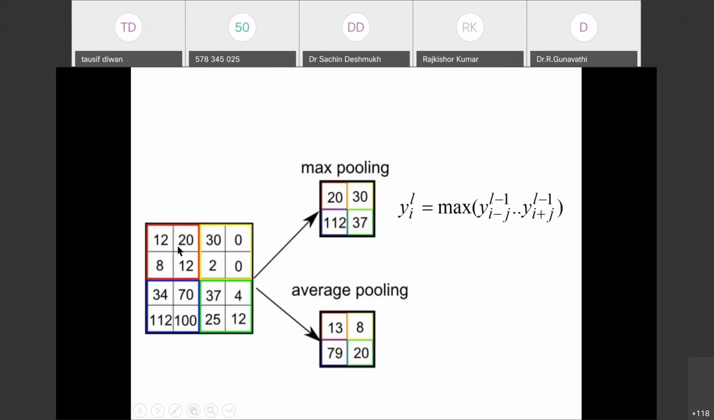Similarly, this is another example which demonstrates the differences between max pooling and average pooling. In max pooling, we just take the maximum. So 20 is taken. However, in case of average pooling, we first compute the average of 8, 12, 12 and 20. So average is 13.